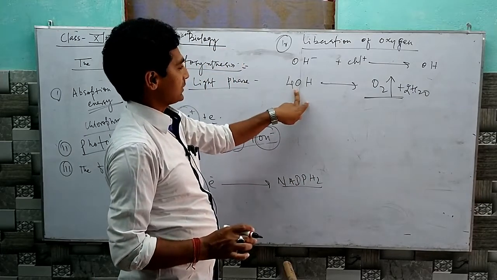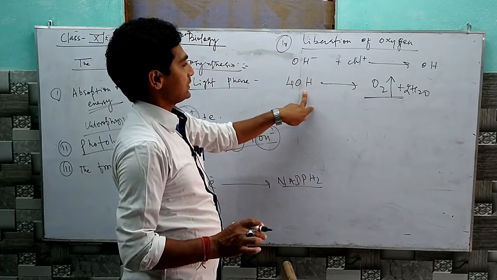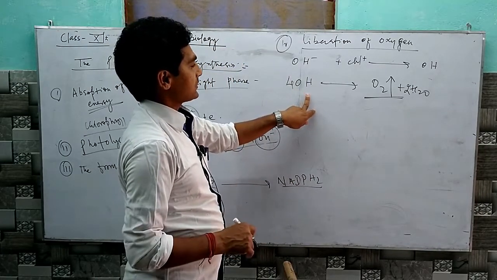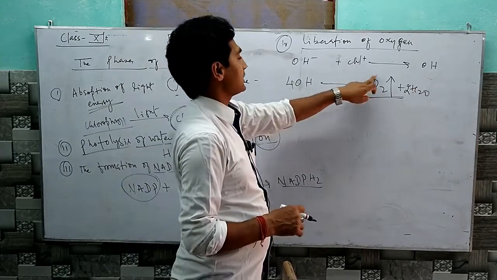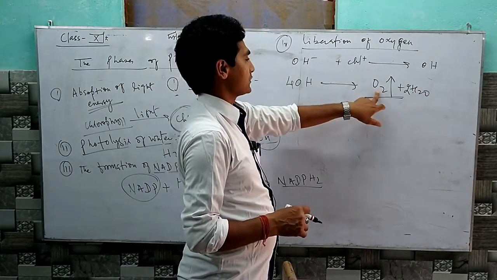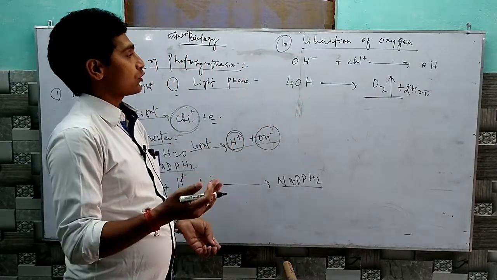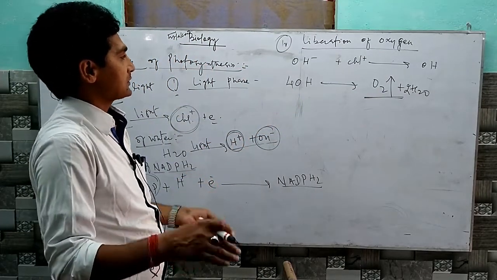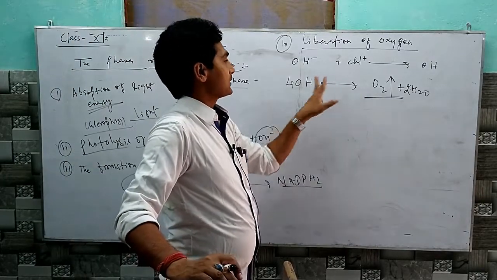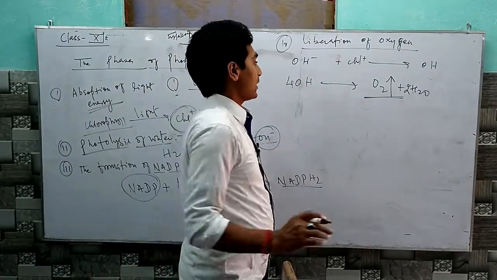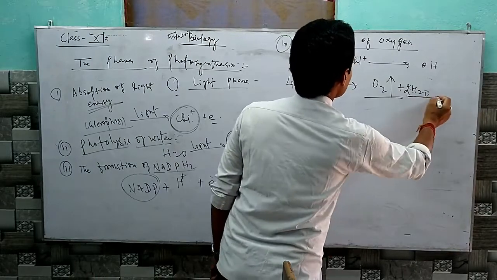Water is the main raw material that is essential for the liberation of oxygen. If the question is what is the source of oxygen in photosynthesis, then we can say this is the water. Okay, and water is also produced.